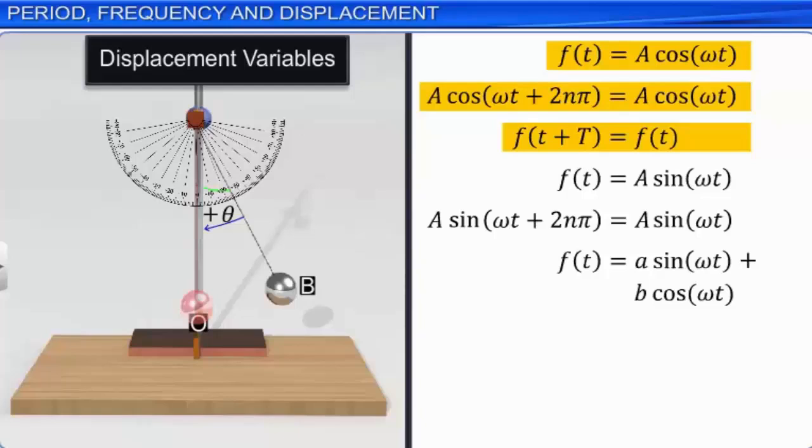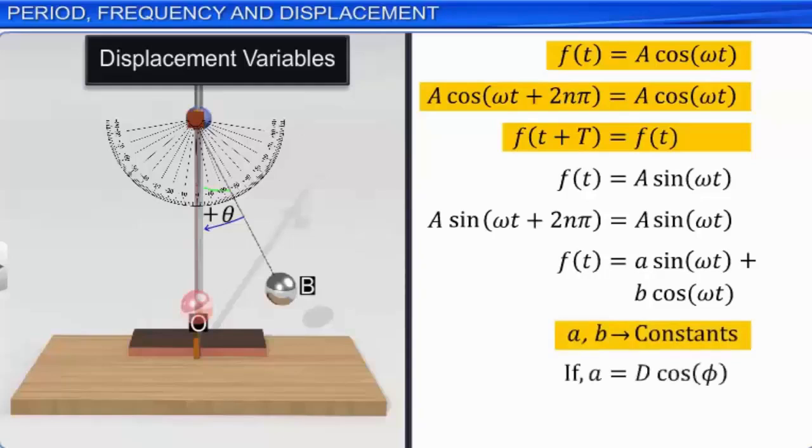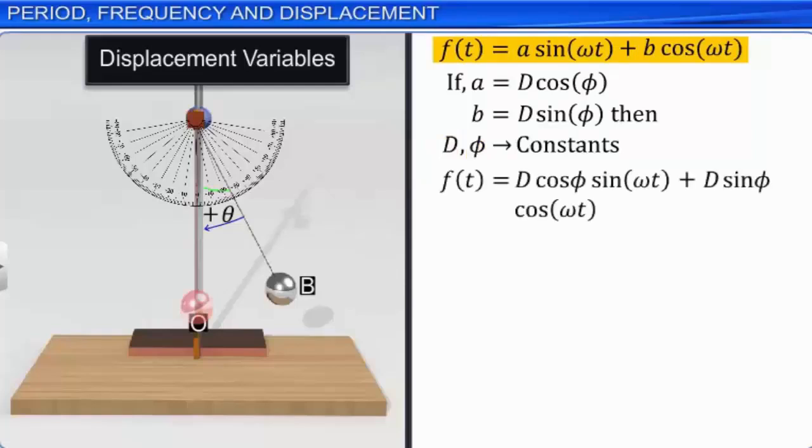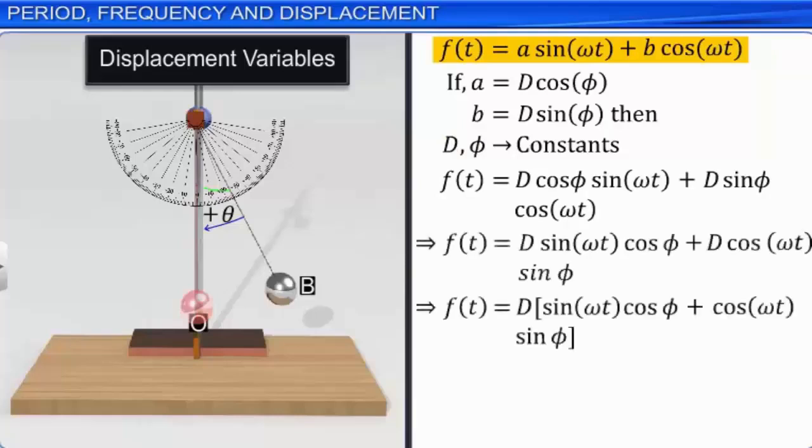If the constant a is equal to d cos phi and the constant b is equal to d sine phi, where d and phi again are constants, then we can rewrite the function as f of t is equal to d cos phi sine omega t plus d sine phi cos omega t. Simplifying the expression using trigonometry, we get f of t is equal to d sine(omega t plus phi).